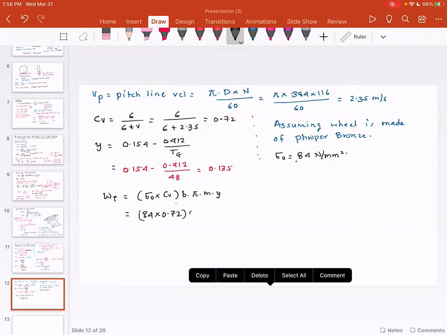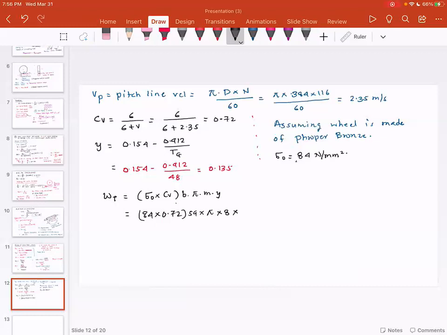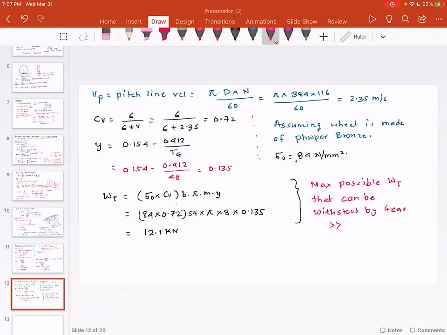Pi times 8 times Y, which is 0.135. So this is the capacity of the system, which is 12.1 kilonewton. So this is the max possible WT that can be withstood by the gear. And this is significantly greater than the actual tangential load, which is 4260. So the design is safe.